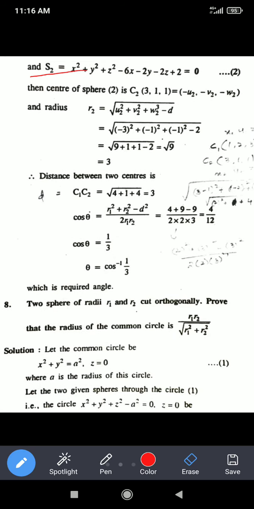Next, for the second equation, that is S2, x square plus y square plus z square minus 6x minus 2y minus 2z plus 2 is equal to 0. Okay, so that is equation number 2. Then the center of the sphere of equation number 2 is minus u2, minus v2 and minus w2. So find the values of u2, v2 and w2. That is 2u2 is equal to minus 6, 2v2 is equal to minus 2 and 2w2 is equal to minus 2.